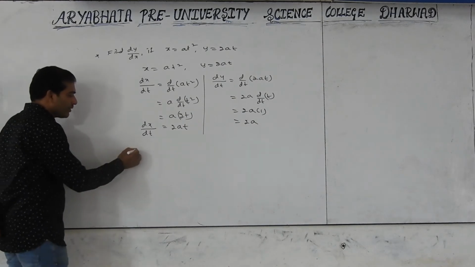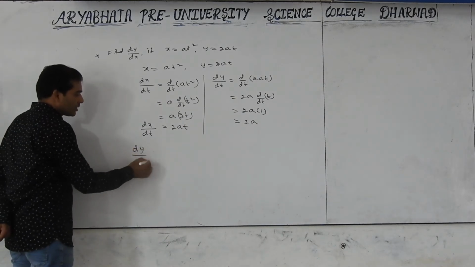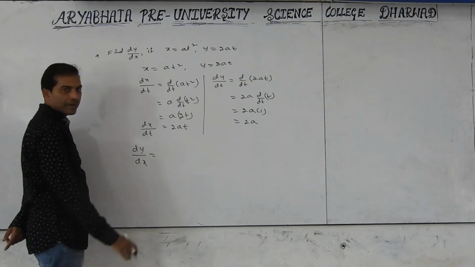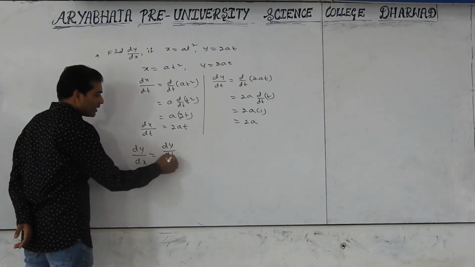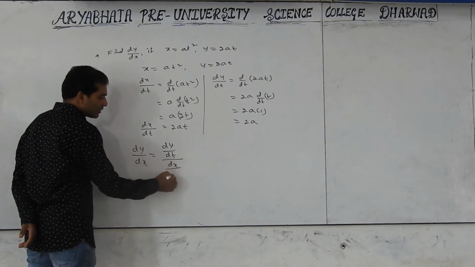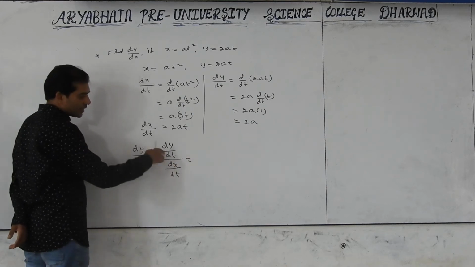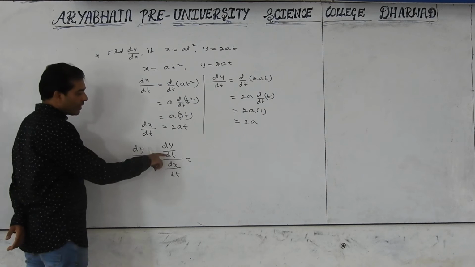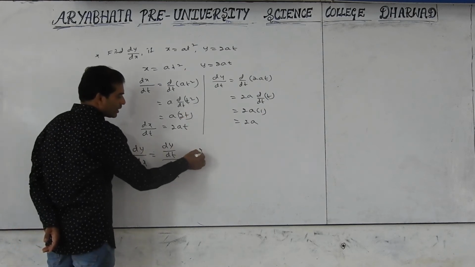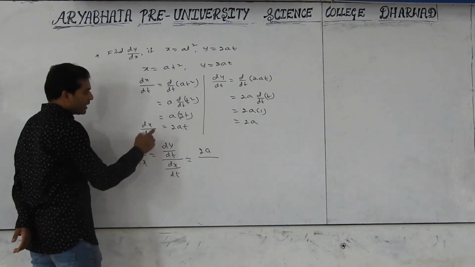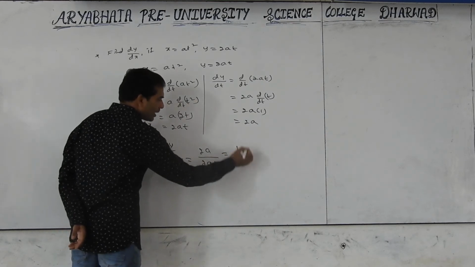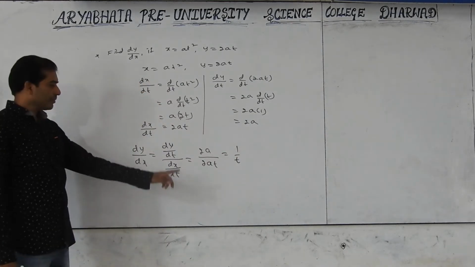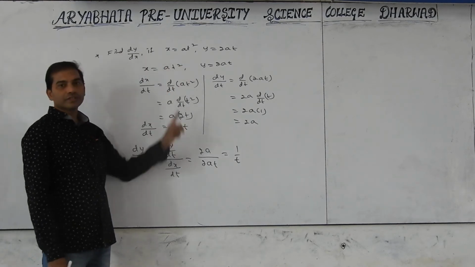Now we want dy/dx, not dx/dt or dy/dt. So dy/dx equal to dy/dt by dx/dt. The dt gets cancelled. So dy/dt is 2a, dx/dt is 2at. The 2a gets cancelled, leaving 1 by t. This is the differentiation of this.